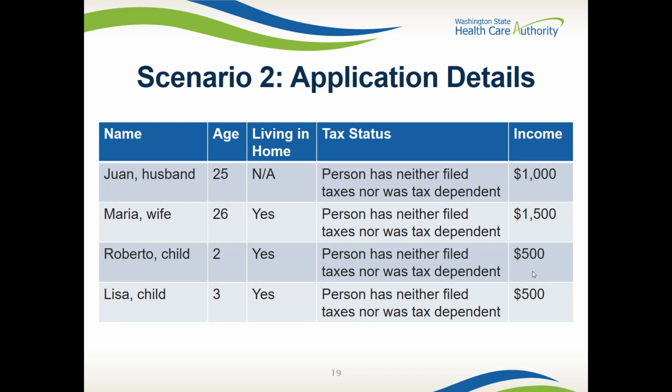Here are the application details. Take a moment to review this slide. As you can see, Roberto and Lisa report monthly dividend income of $500 each. Therefore, their income will be countable since it meets the tax filing threshold.